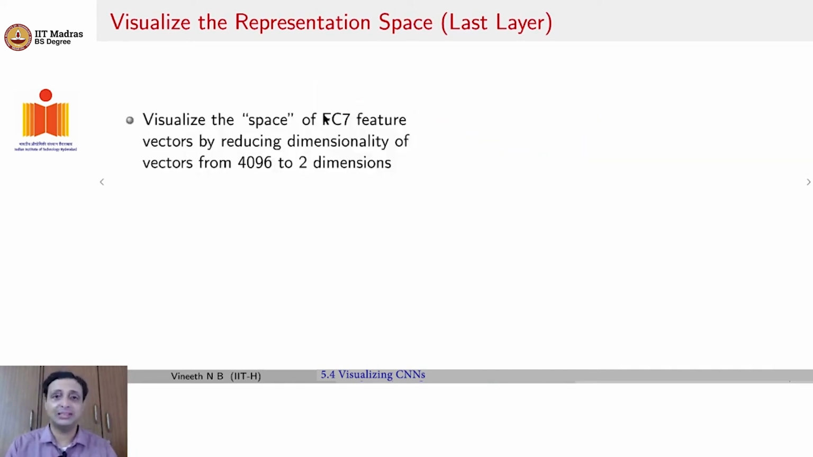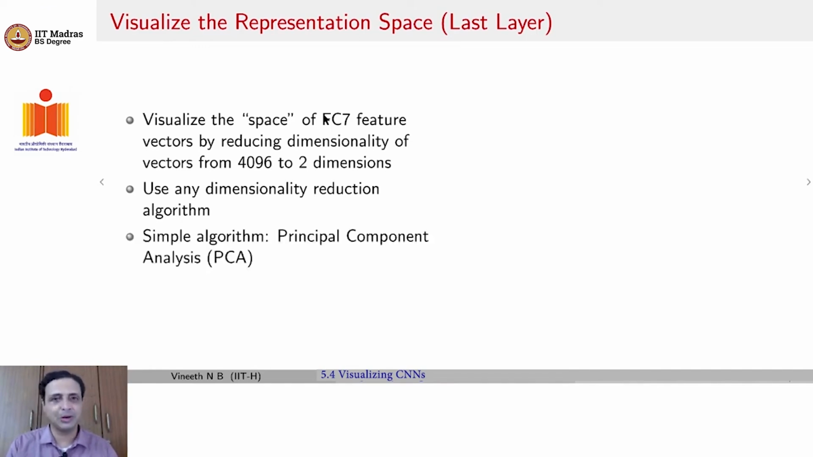You can now visualize the space of these FC7 feature vectors by reducing the dimensionality from 4096 to any dimension of your choice, but for simplicity, let's say 2 dimensions. How do we do this? Once again, hopefully you have done a basic machine learning course and you know that you can use any dimensionality reduction method to be able to do this. A simple example could be principal component analysis. So you take all of those 4096 dimensional vectors of several input images and you do a PCA on top of them to bring all of them into a 2-dimensional space.